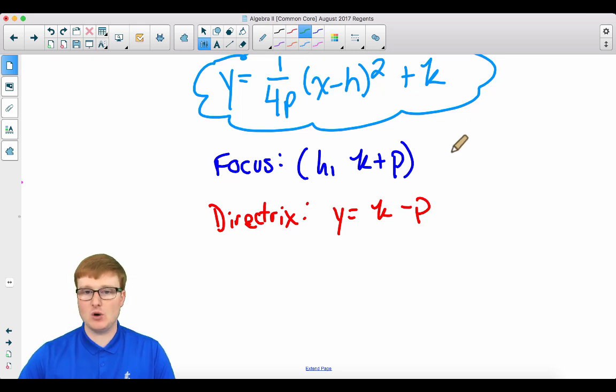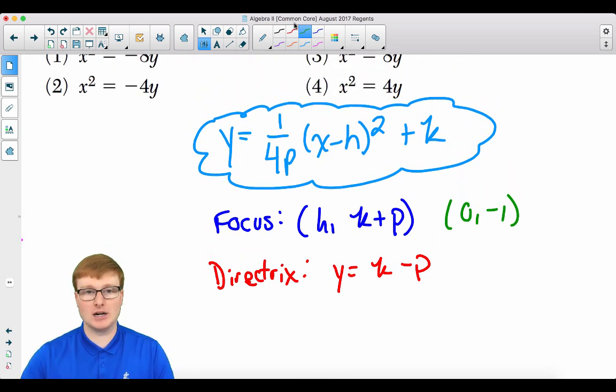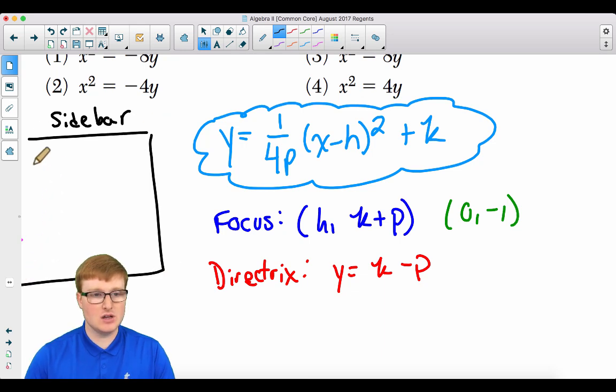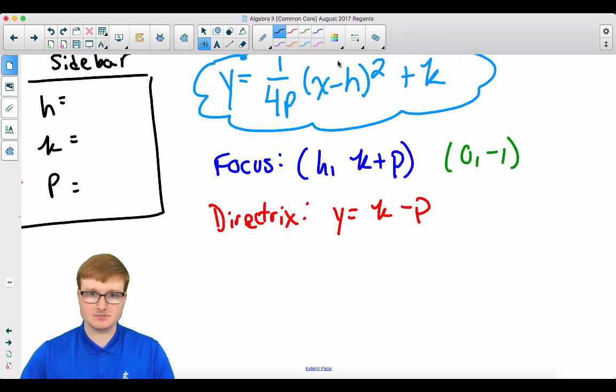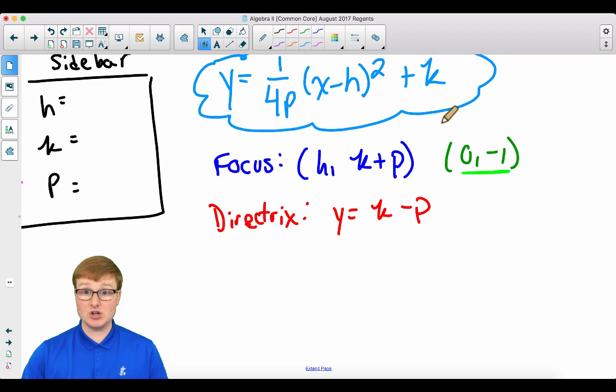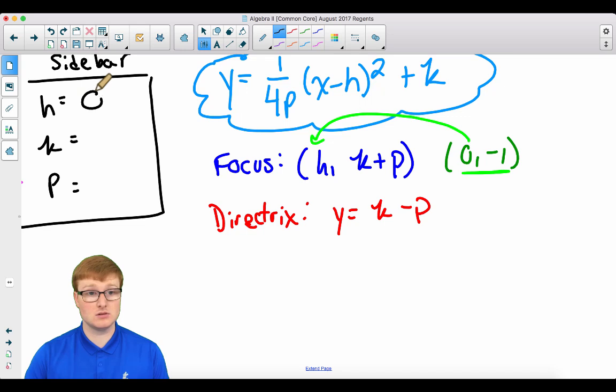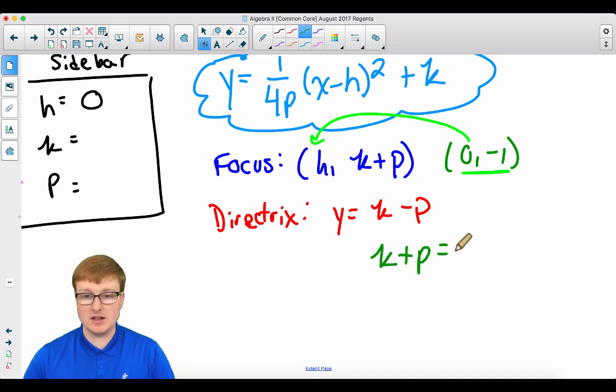So, if we have a focus at the point 0, -1, well, we could conclude a couple things, and I like to create a sidebar right here. It's for my information. Our goal really is to find the values of h, k, and p. That's what we're looking for, folks. So when we find the value of h, take 0, -1, and find what these values are. Well, 0 automatically is the value of h. So h is 0. We're done with that, right? Now, we do know that k plus p is the value of -1.